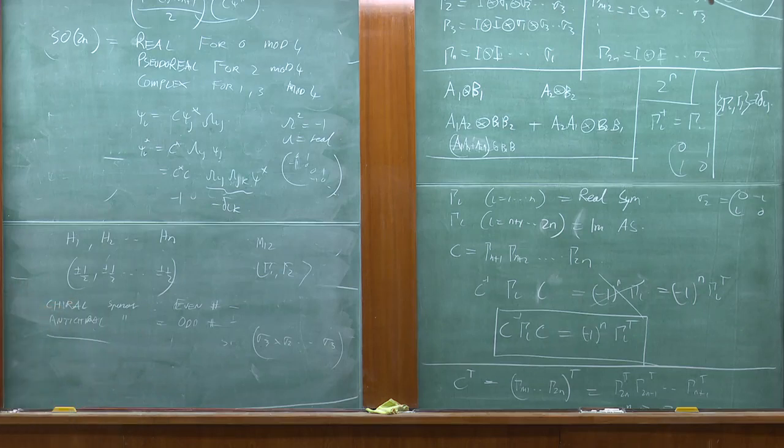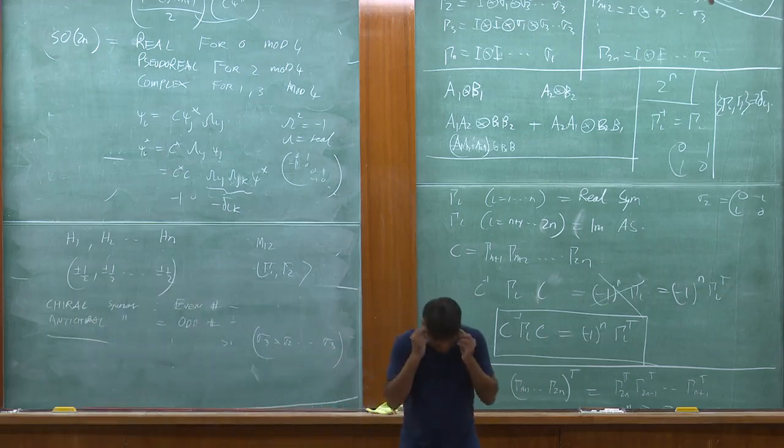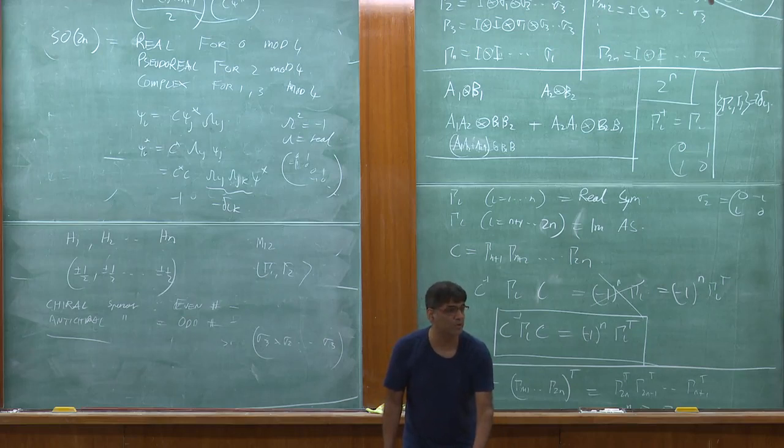Okay, excellent. Just 2 minutes more and we'll end. The next thing we wanted to do is to repeat this for SO for Lorentzian signature, and then I wanted to write down the supersymmetry algebra. I suppose that's next.